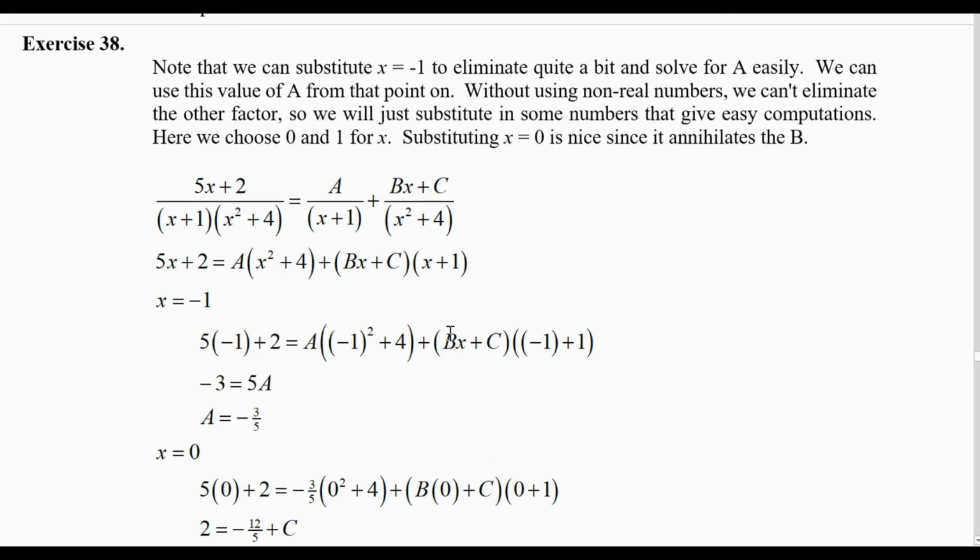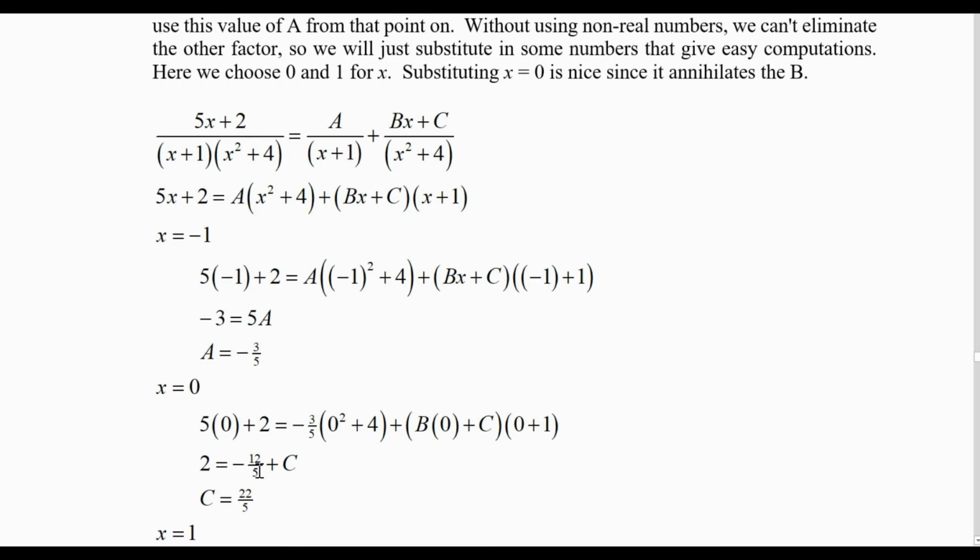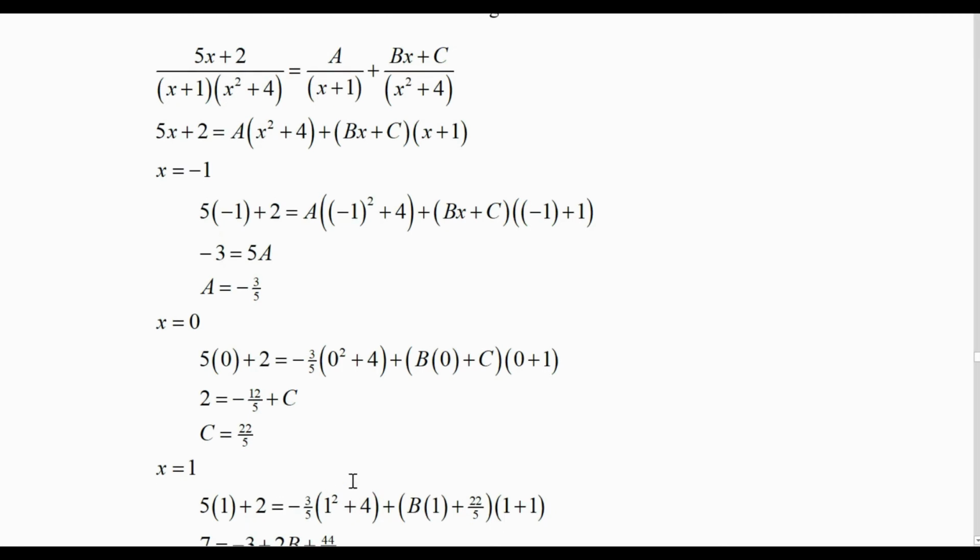So not only does that eliminate the b, 0 is an easy one to work out a lot of times because a lot of the parts of it go away, specifically the b and then also this 5 and so forth. So it's worked out pretty nicely. So then we just add 12/5 to both sides. 2 is, see, multiply top and bottom by 5, it's 10/5. Plus 12/5 is 22/5.